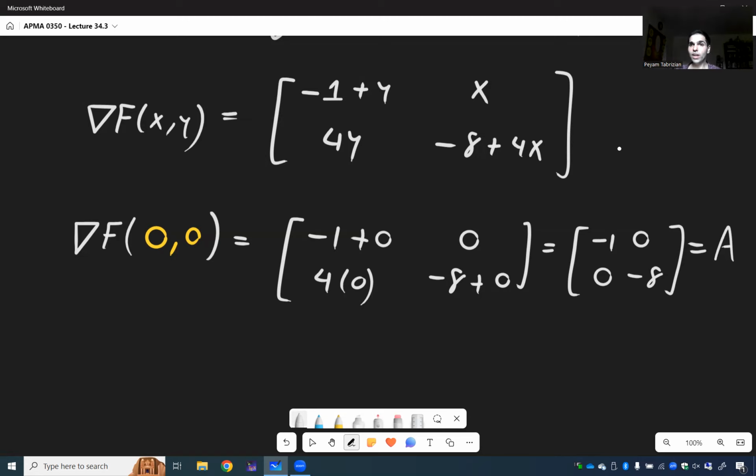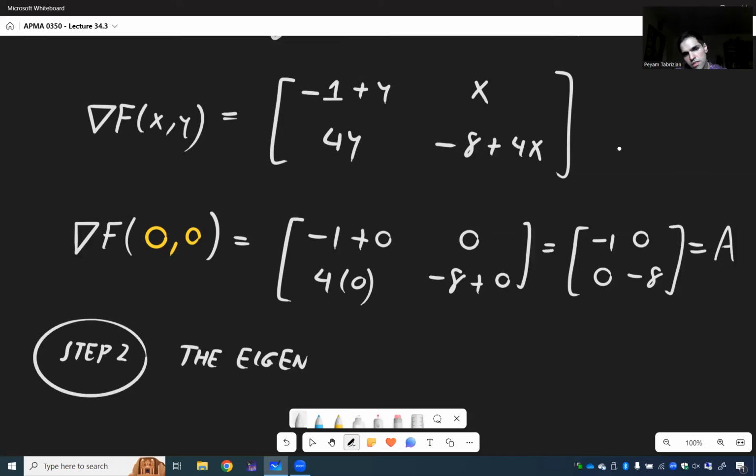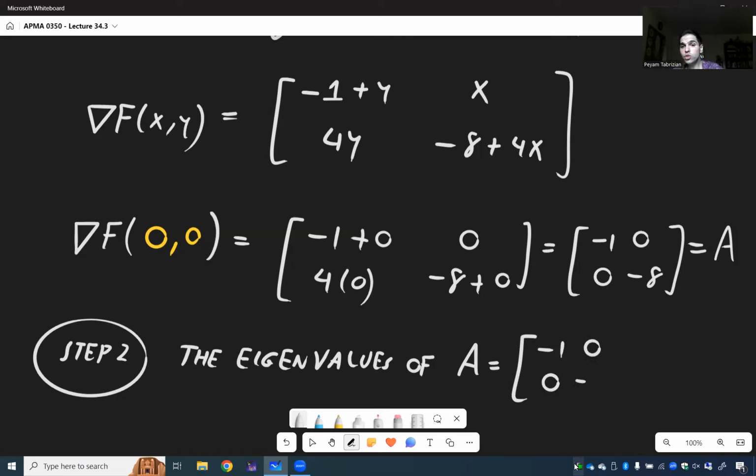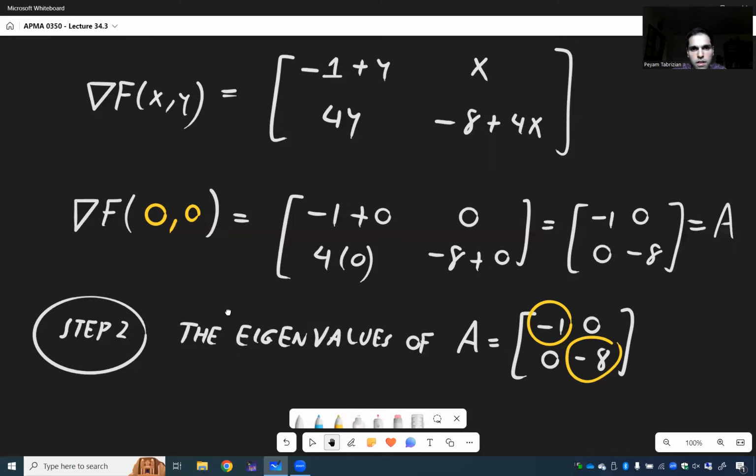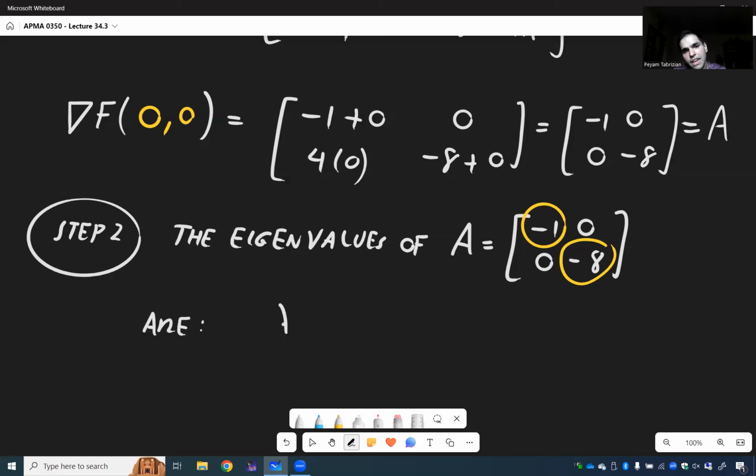And it turns out the trick here is to calculate the eigenvalues of this matrix. So step 2: the eigenvalues of A, which is minus 1, 0, 0, minus 8. You don't even need to do any calculations, because in this example, we're lucky it's diagonal. So it's just the diagonal entries: lambda equals minus 1 and lambda equals minus 8. Now, what do we do with those eigenvalues? The important thing, as you see, are the signs. So in this case, we have 2 negative eigenvalues.